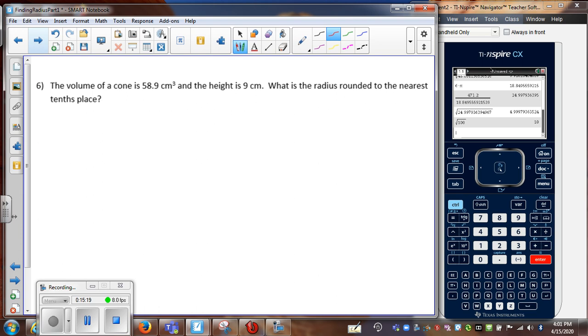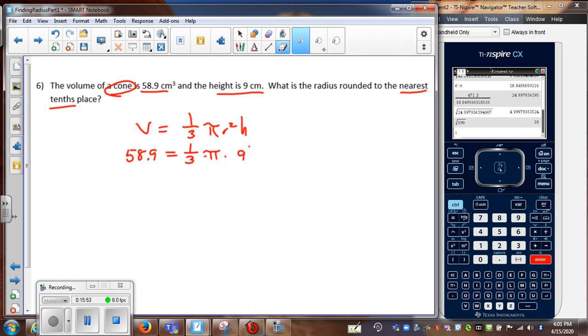Okay, let's try one more here. So we have the volume of a cone is 58.9 cubic centimeters, so we're talking about a cone. The height is 9. What is the radius rounded to the nearest tenths place? So volume is equal to 1/3 pi r squared h. So 58.9 is equal to 1/3 times pi times 9, whoops, I forgot my r squared. Let me put that in there.